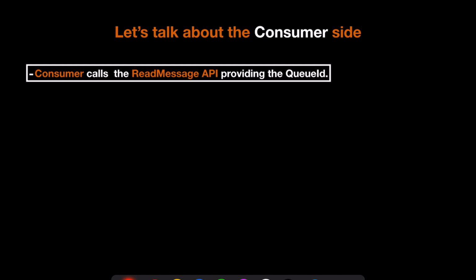Let's talk about the consumer side now. Consumer calls the read message API providing the queue ID. They say, hey, this is my queue ID, give me the data, right? And if we have any data available, we just return it.